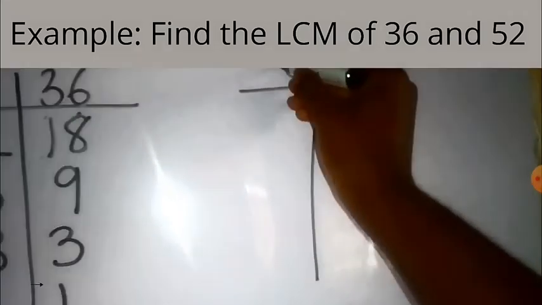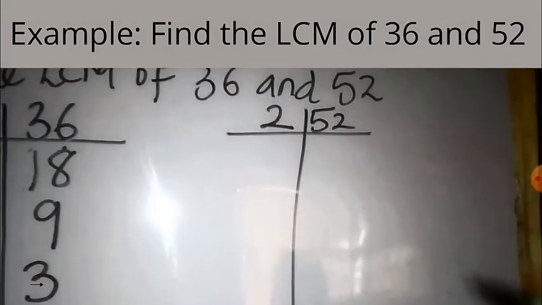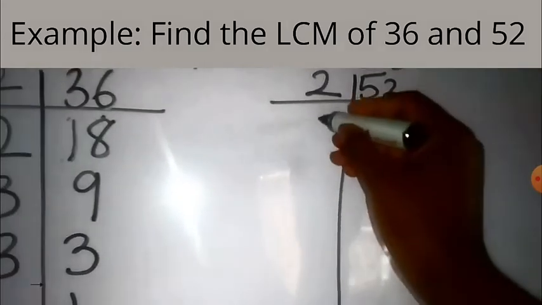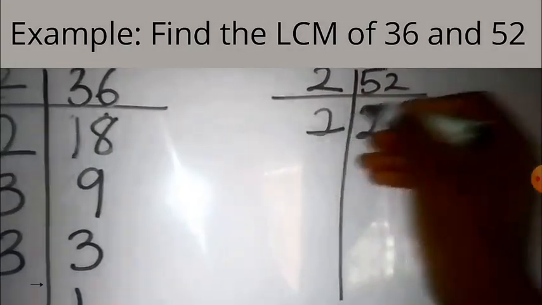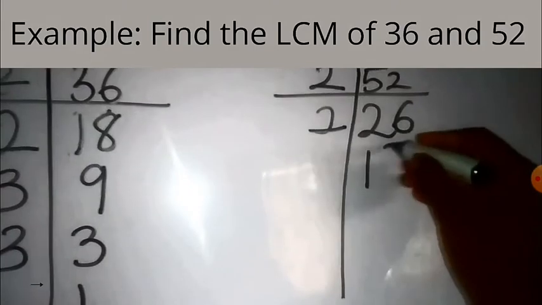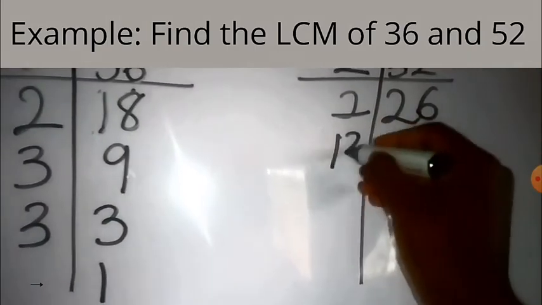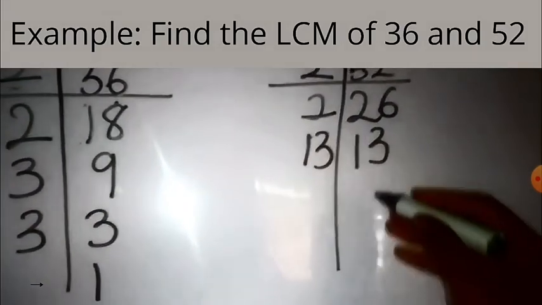Now the smallest prime number that can go into 52, we have 2. 2 goes into 52, 26. 2 goes into 26, 13. 13 goes into 13, 1.